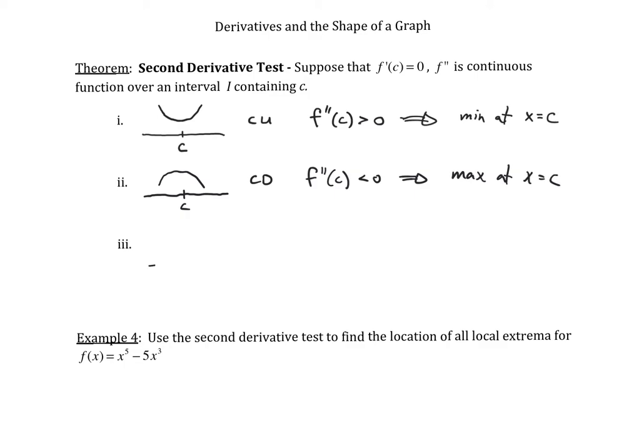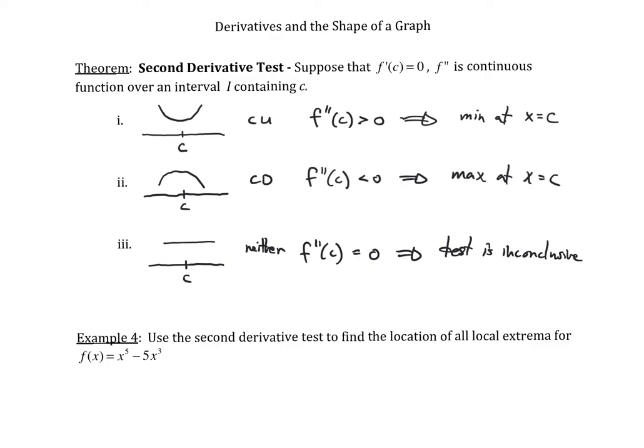The third case, let's draw another little number line. Here's C. In this case, when you look at the second derivative at C, let's say the second derivative is 0. So f double prime evaluated at C is equal to 0. What this means is that the test is inconclusive. In other words, it's neither concave up nor concave down.